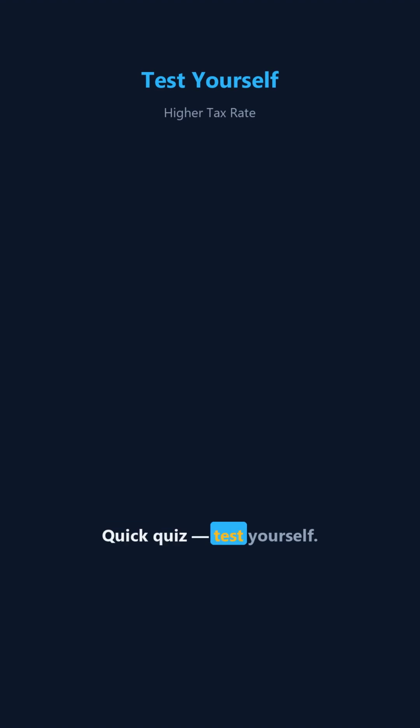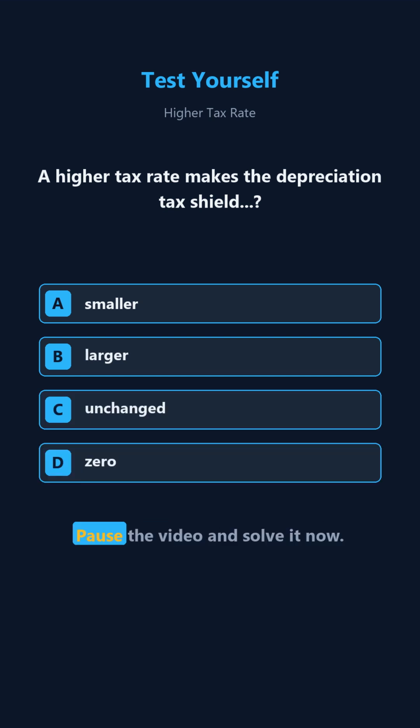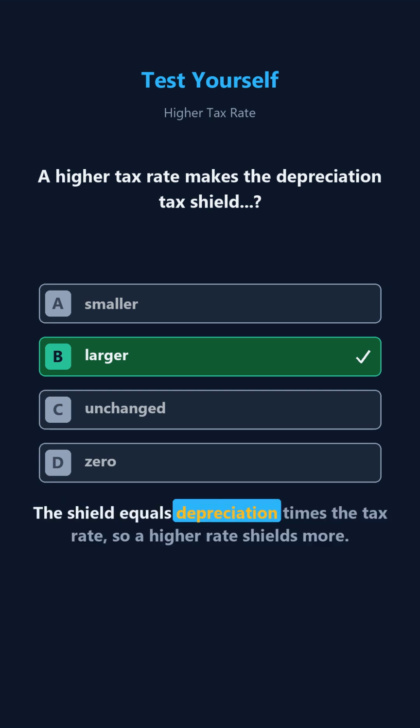Quick quiz, test yourself. If the corporate tax rate increases, what happens to the value of the depreciation tax shield? Here are your 4 options. Pause the video and solve it now. The correct answer is B, larger. The shield equals depreciation times the tax rate, so a higher rate shields more.